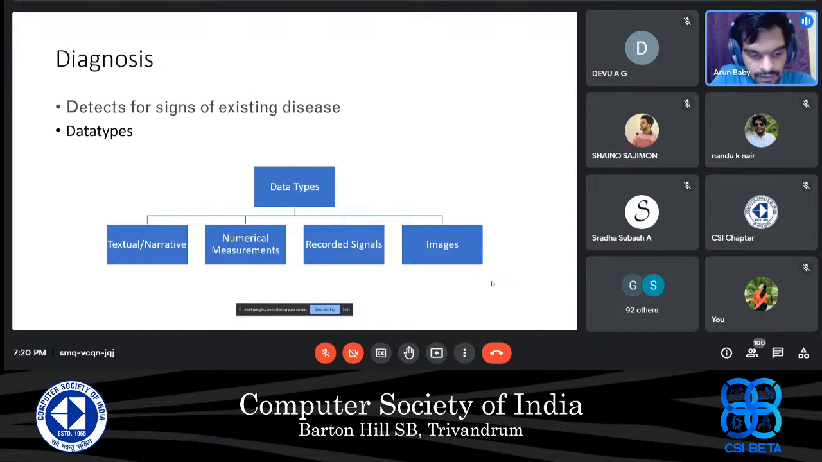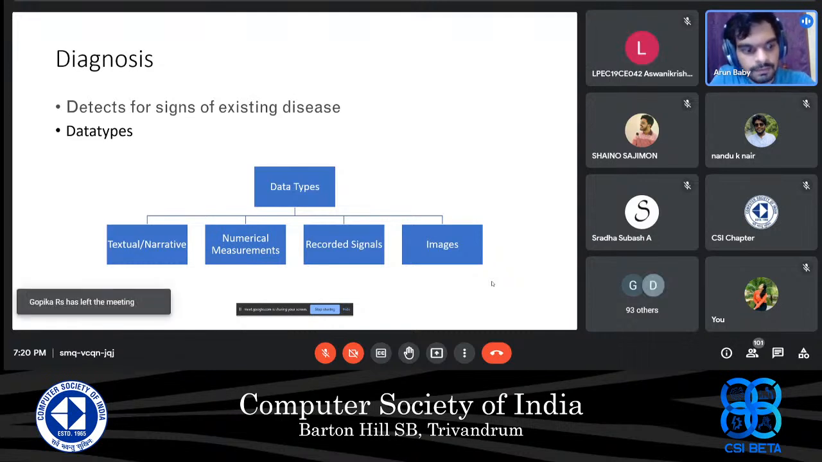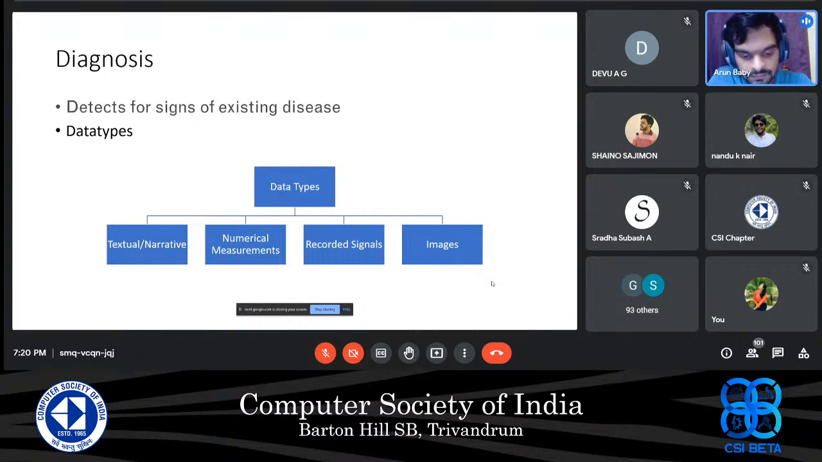As I mentioned before, this is one of the most researched areas in AI, and it detects the signs of the disease that is already present. So here it is much more important, and since the person is already having the disease, much more is at stake. Hence there is a lot of research going on in this field.